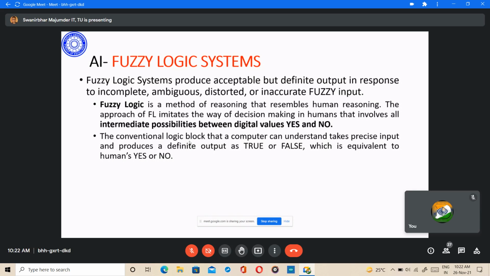So instead of the normal digital values of 0 and 1, or yes and no, we humans say, okay, this is somewhat okay. I'll not say that okay. If somebody asks you, is this good? We humans have many things based on which we don't want to say a direct yes or direct no.